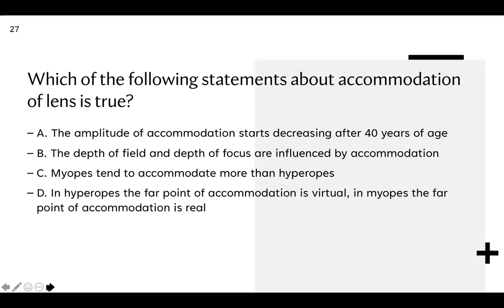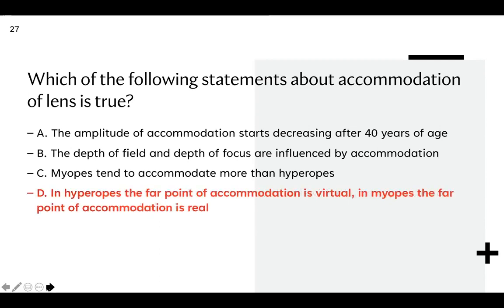So the time is up and the poll is locked. The correct answer for this is that in hypermetropes, the far point is virtual, and in myopes, the far point of accommodation is real. Unfortunately, only 14 people marked it right. Most of the audience has marked answer A. Well, the amplitude of accommodation doesn't start decreasing only after 40 years of age. The amplitude starts decreasing from childhood, but becomes significantly lesser after 40 years of age, so that it starts manifesting as presbyopia. So that is probably a trick question. It starts from much younger. Right, so let's move ahead.